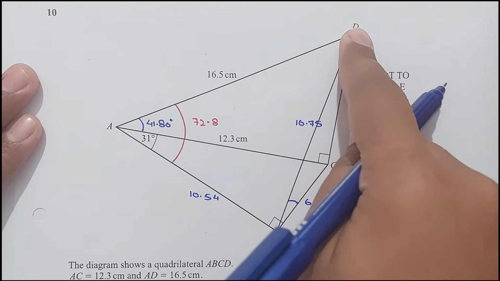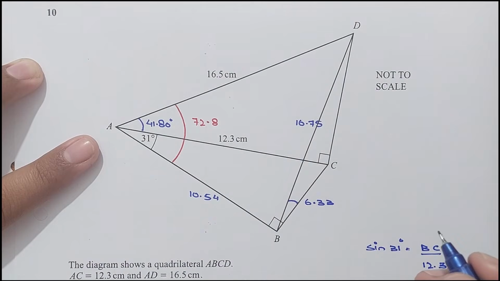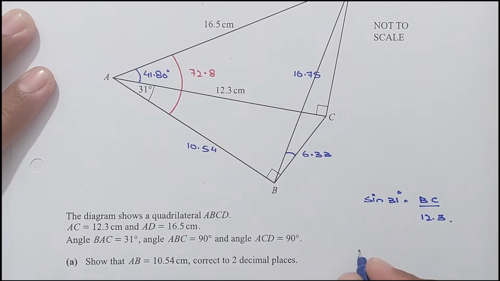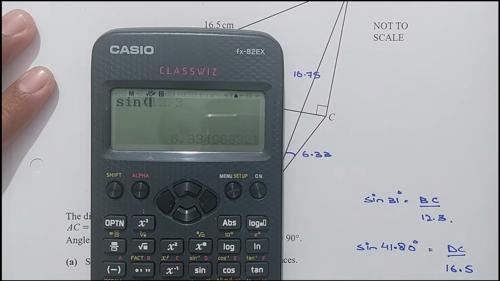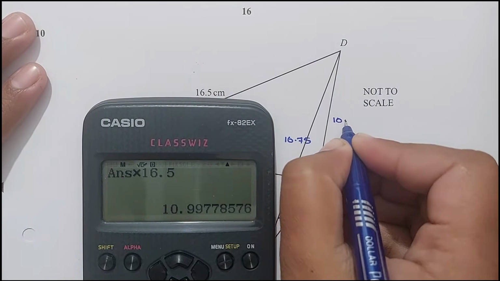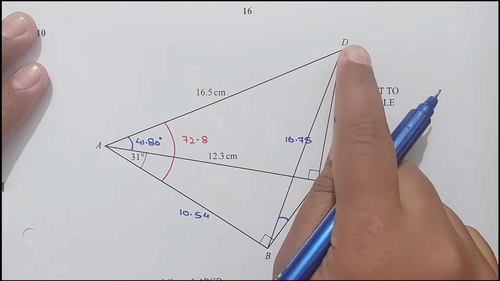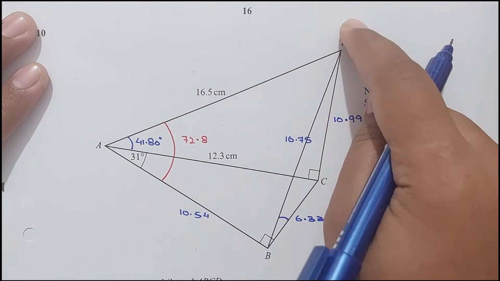Considering the triangle ACD, is again a right angle triangle. We have AC, we have AD. Let me solve for this side. So opposite over hypotenuse, again we have to use the sine of this angle. We can say sine 41.80 degrees equals DC over the hypotenuse, which is 16.5, right? So sine of 41.80 times 16.5, 10.99. This is 10.99.